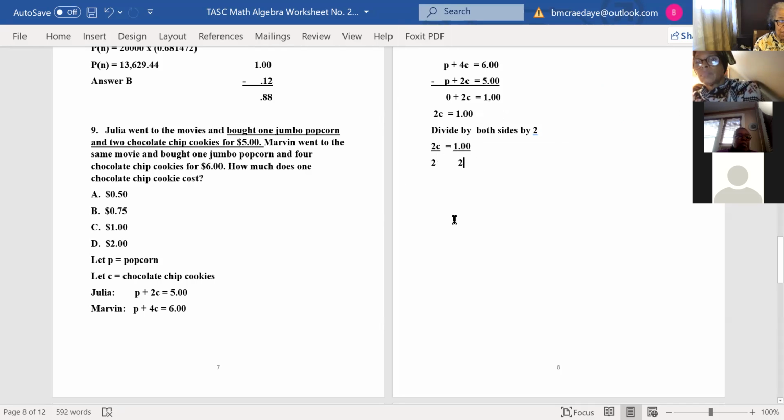What's 2C divided by 2? No, 2C divided by 2? No, what's 2 divided by 2? It's 1. So it's 1C, right? It's just 1C, or C. And what's $1 divided by 2? No, what's half of $1?